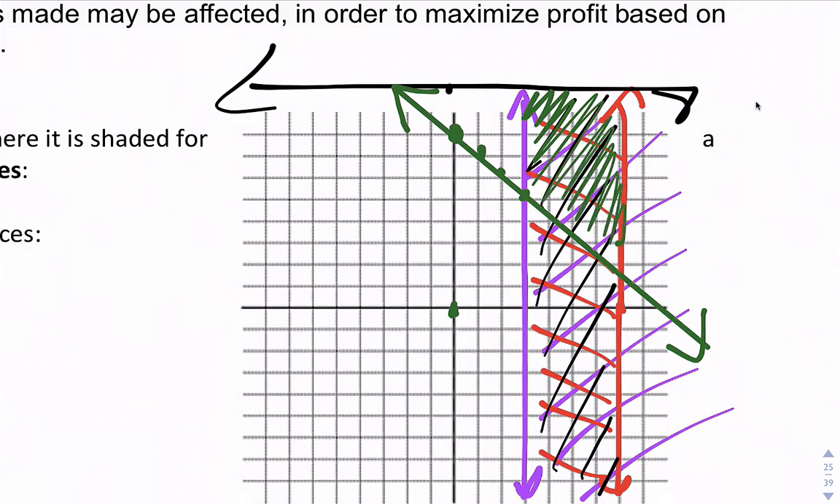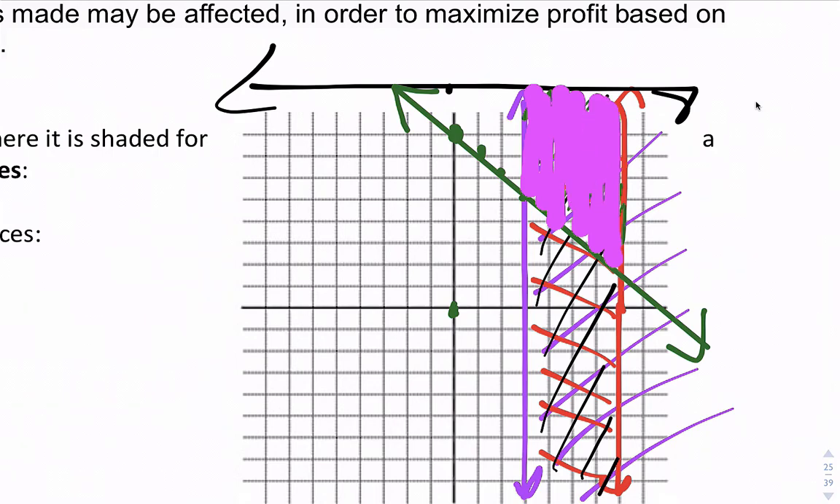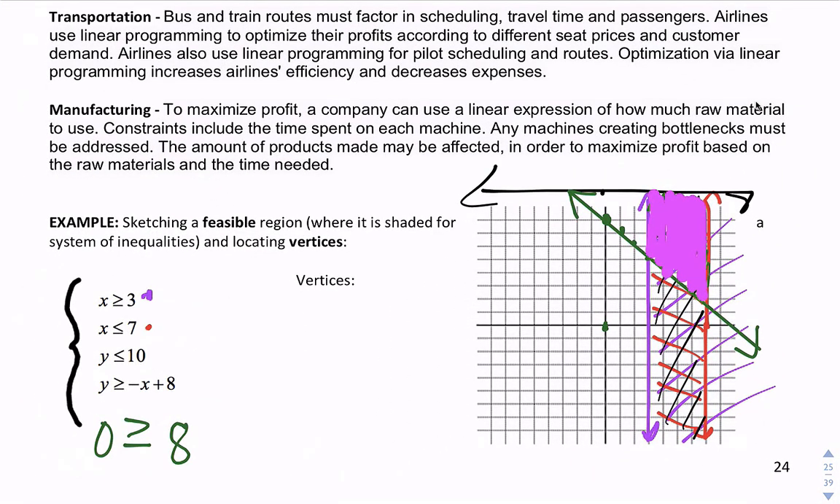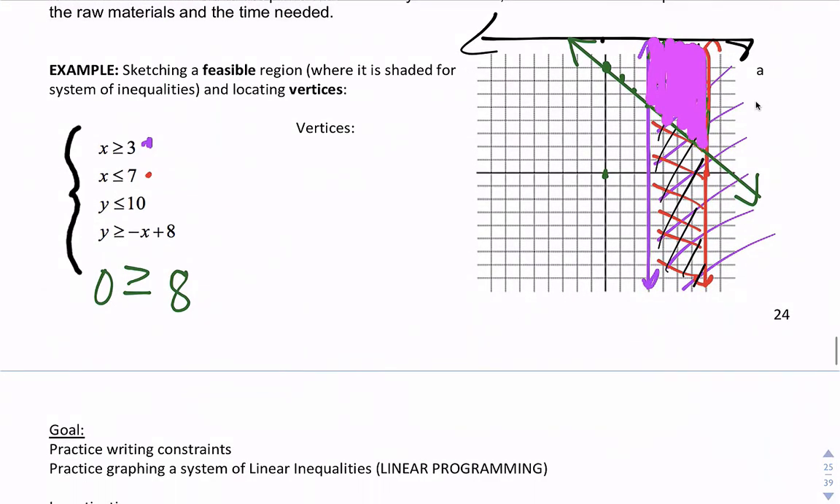So this is the feasible region. I'll use pink, and I'll make it a little bit thicker. All right, so right here is this feasible region where it's true for all of these inequalities. Okay, so that is graphing inequalities to find a feasible region. Where is it true for all of the inequalities? And it's in that quadrilateral.